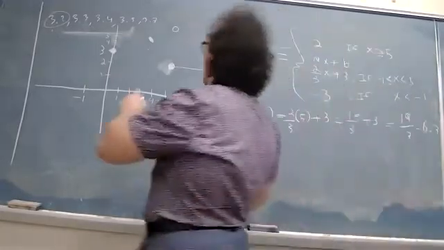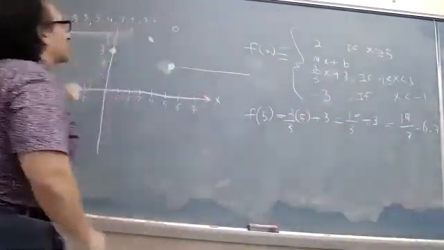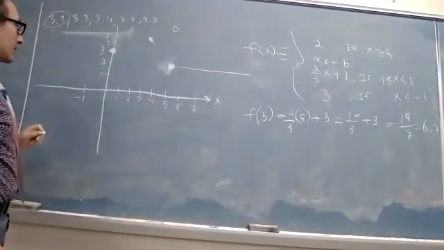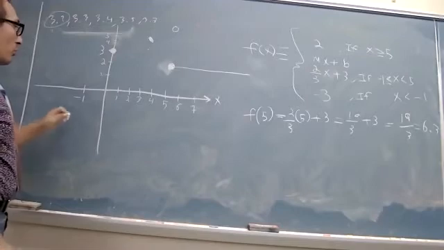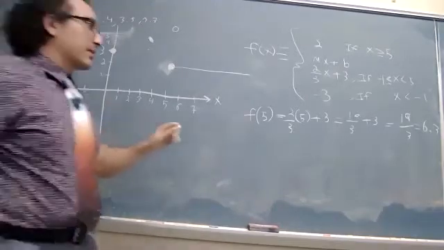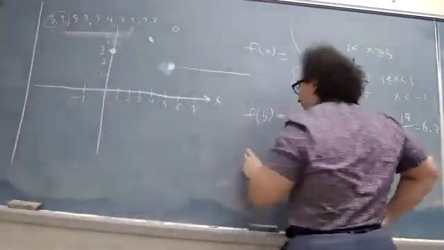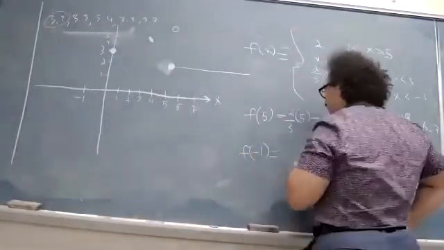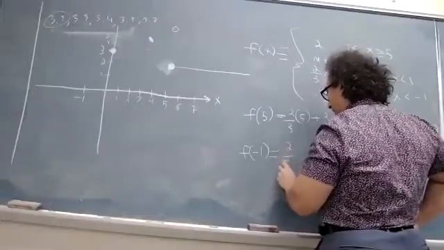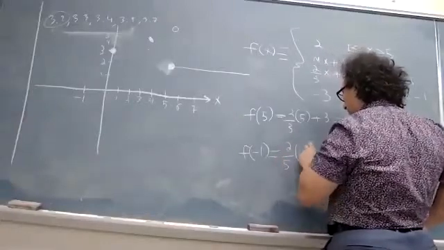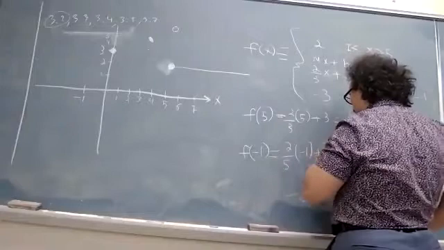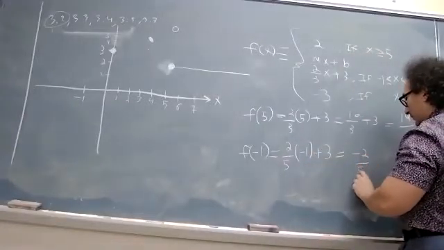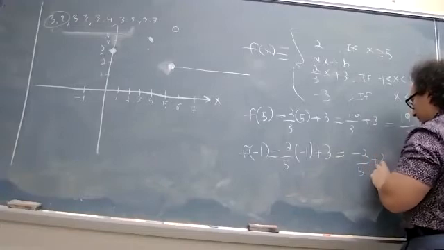So this is all the way up at 6.3. And then we just connect the dots. Okay. We want to know, well, what is the function at -1? Well, also we can say f of -1. That's equal to 2 over 5 times -1 plus 3. Notice this equals -2 over 5 plus 3.